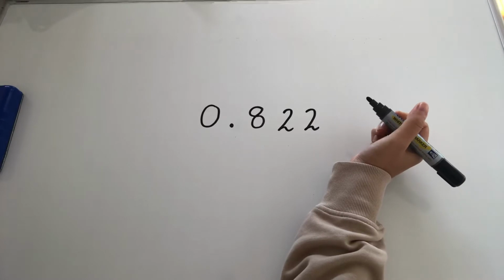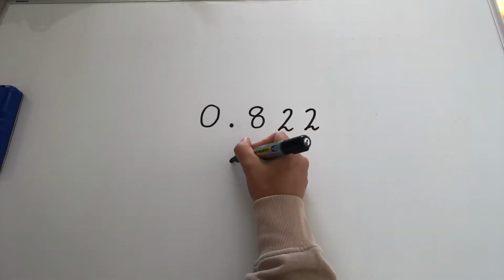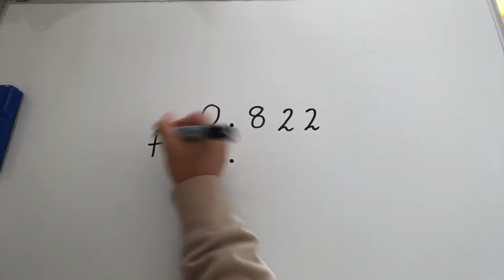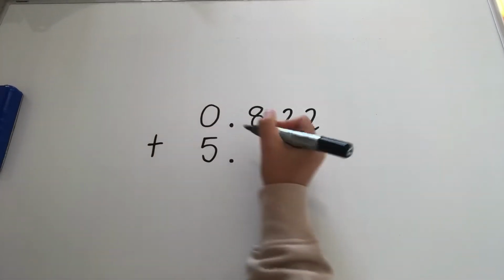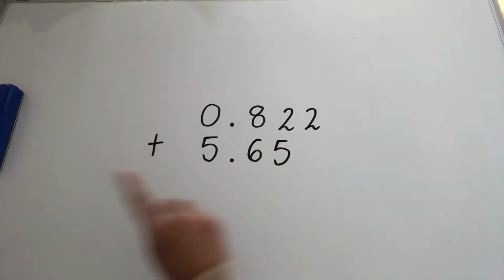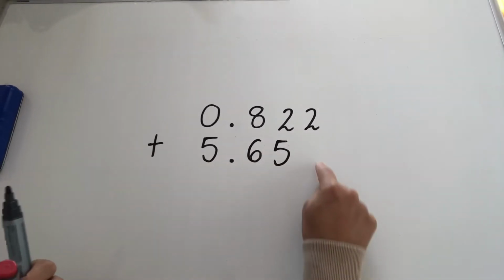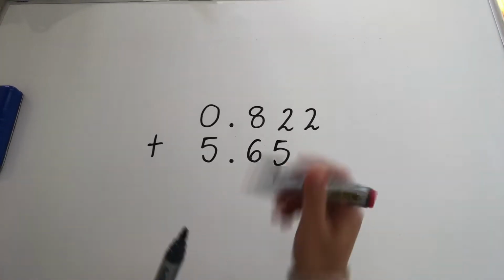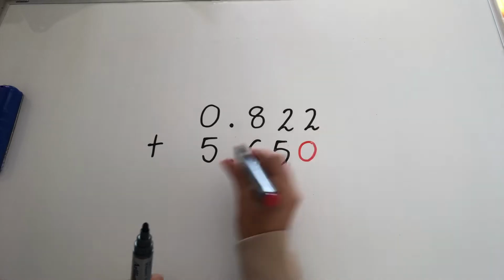0.822. I'm going to put the decimal point straight underneath so I can make sure they're in line with each other. And we're going to add 5.65. Now, as you can see, this number doesn't have any value in my thousandths column. So I'm just going to add a 0 there so I don't get confused.